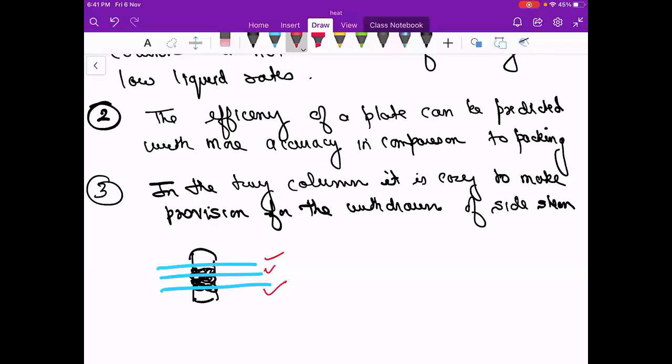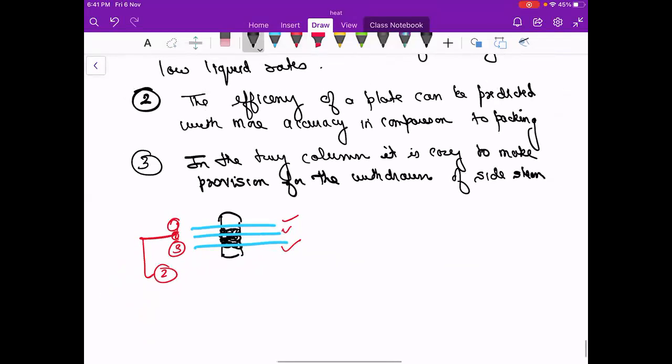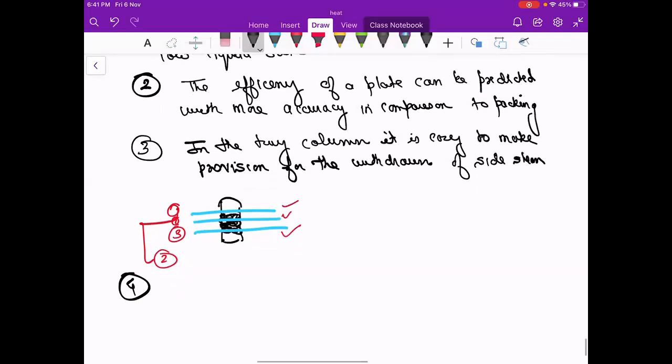That is also the third point. Basically, if you want some product from this, suppose this is one, two, three, and you want product from two, you can withdraw that product. But in packing you can't, because you have to wait until the full packing is traversed before the product comes out. So this is your third point. Fourth point.